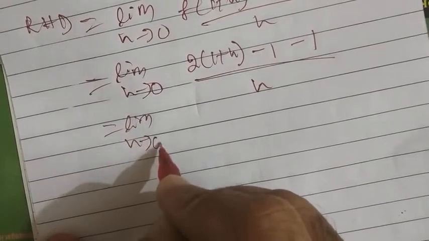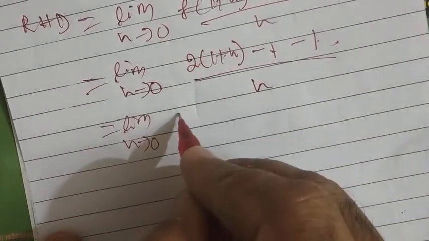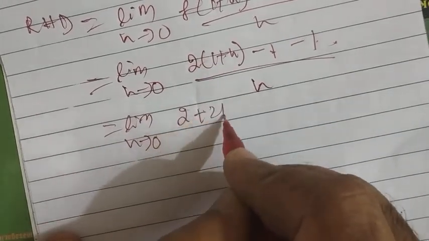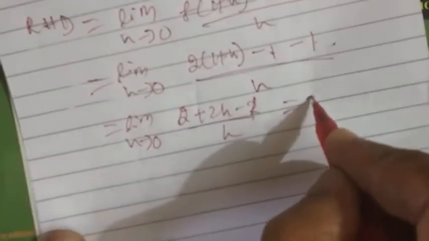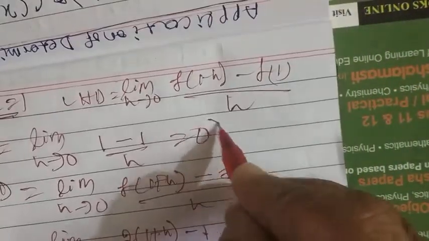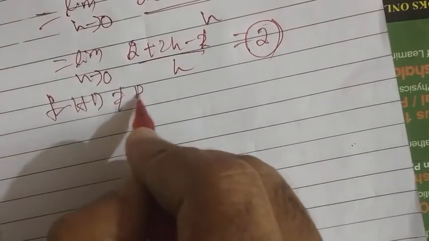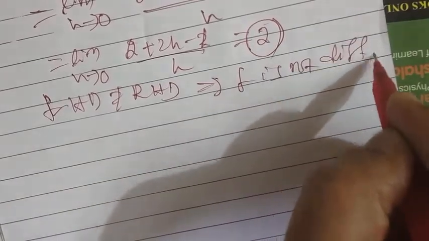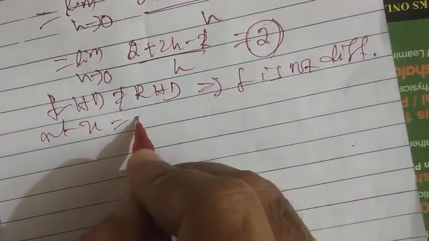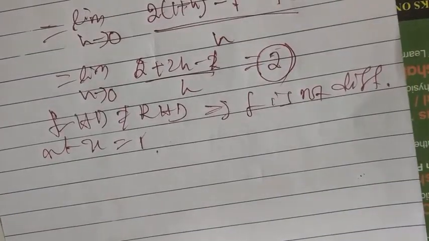What you are getting? Limit h tends to 0, 1, 1 cancelled, I will write 2 plus 2h minus 2 by h. So it is 2. RHD is 2. LHD is 0. So LHD not equal to RHD. That implies f is not differentiable at x equal to 1. Okay. So we got that the function is not differentiable at 0 and not differentiable at 1.